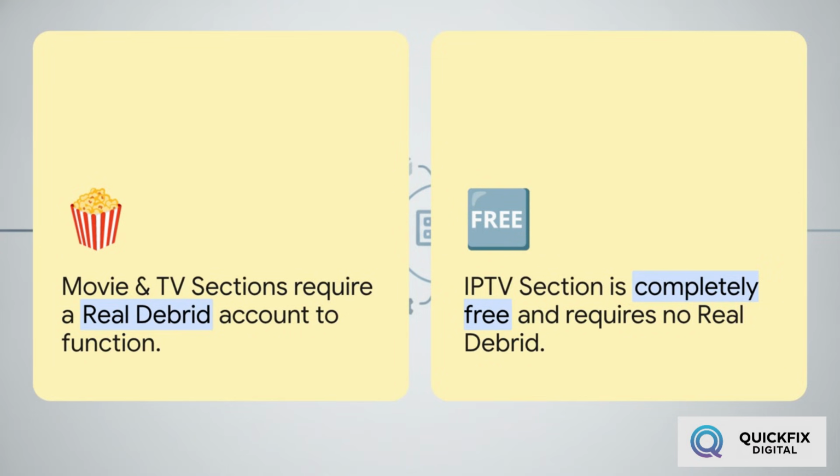And this brilliantly illustrates the 2 totally distinct ways Dynasty actually delivers its content. Notice the comparison here. On one side, you have the high-demand movie and TV show sections. Now, these require a premium Real Debrid account to pull those high-quality links. But on the flip side, the IPTV section operates entirely independently of that. It is completely free, no Real Debrid required. So it's absolutely crucial to figure out which pipeline you actually intend to use before jumping in.